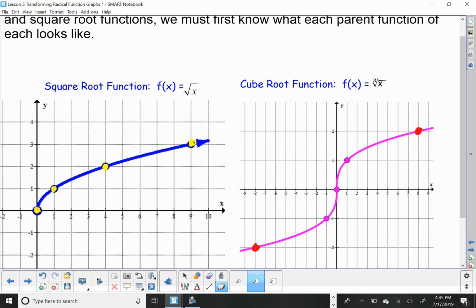Okay? Now, we're going to fly through this. If you need it to go slower, you need to come in and see me, or rewatch it, or rewatch some of Unit 2, since this is all based off of Unit 2.